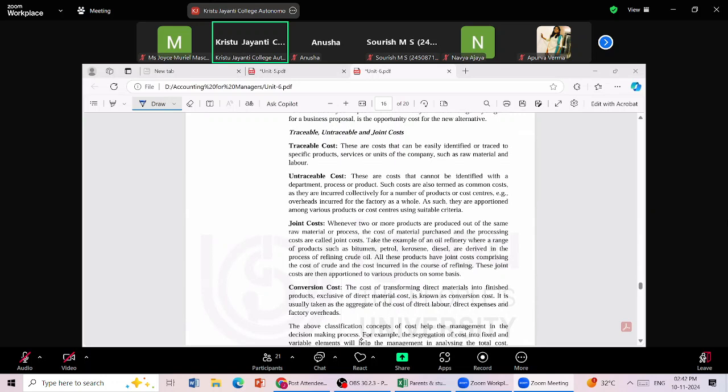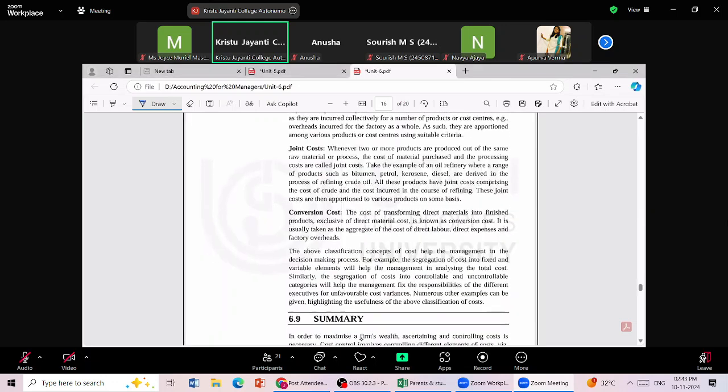Then joint cost, when two or more products are produced from the same raw material and the cost of purchasing the material is shared. These costs are called joint costs. For example, an oil refinery. Joint cost means you get two or more products out of the same material, so the cost incurred together is considered a joint cost.